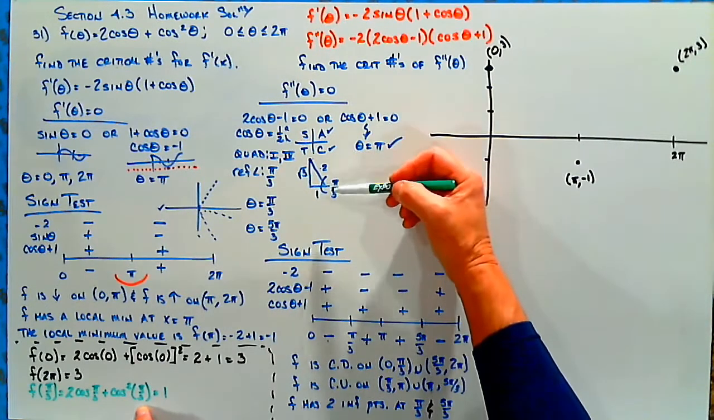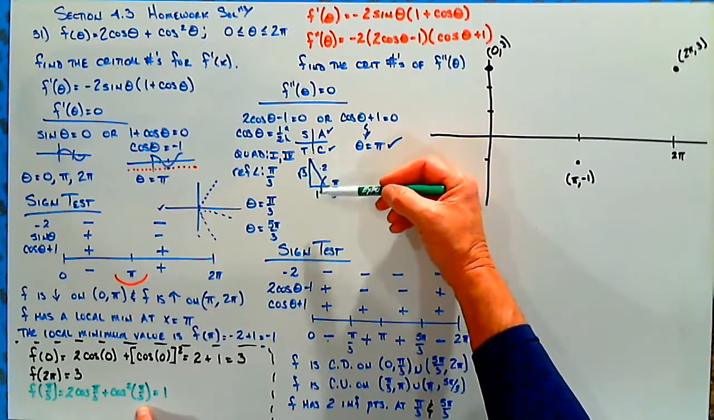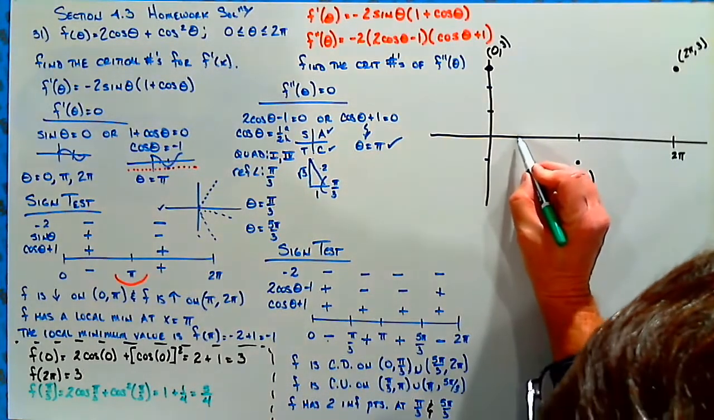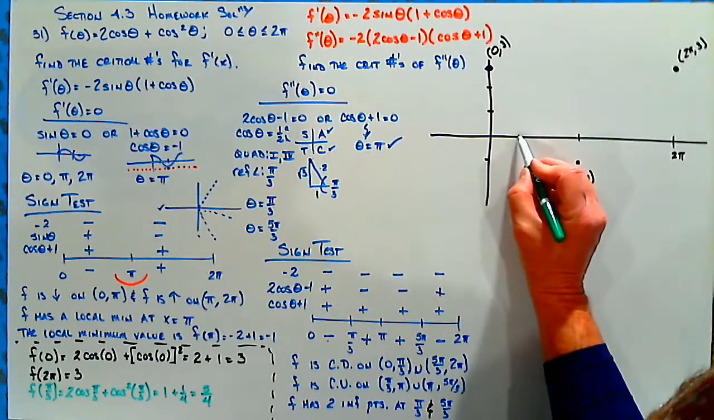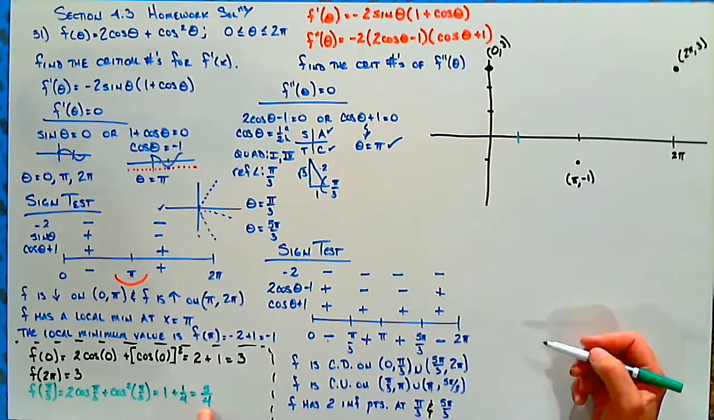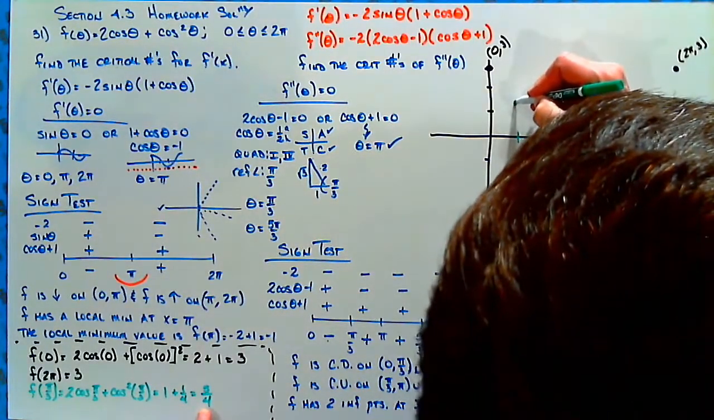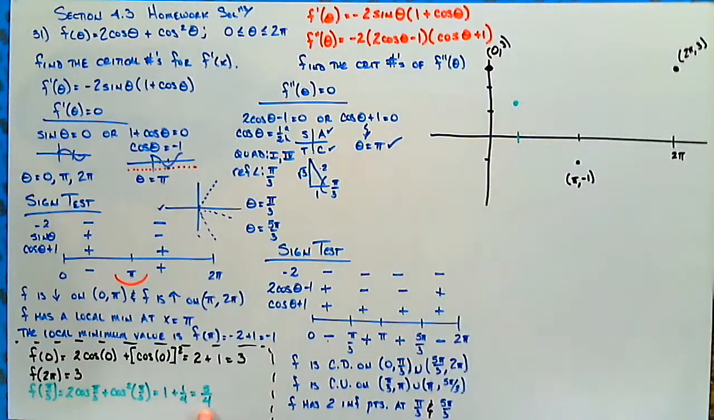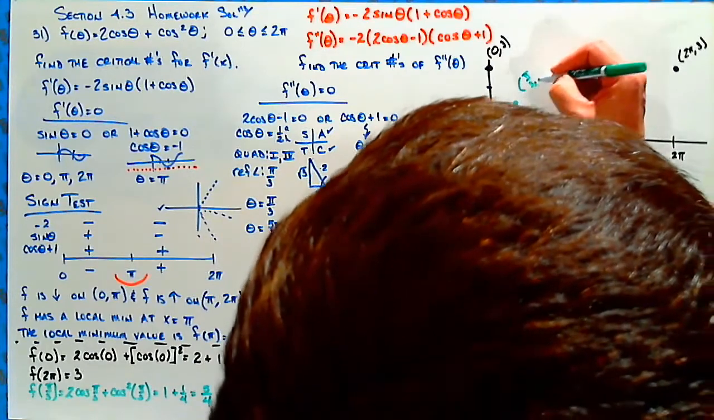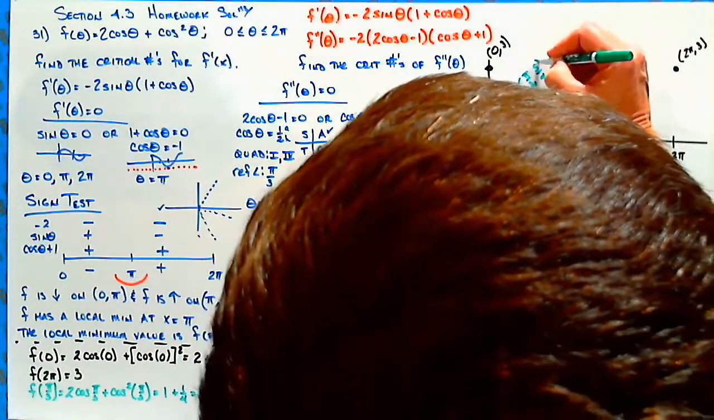Well, we just said cosine of pi over 3 is 1/2, right? So we're going to square that. That's going to be plus 1/4, and we're going to get 5/4. So at pi over 3, a third of the way between 0 and pi, we have an inflection point at 5/4. So we're going to go ahead and put that in green. That is pi over 3, comma, 5/4.